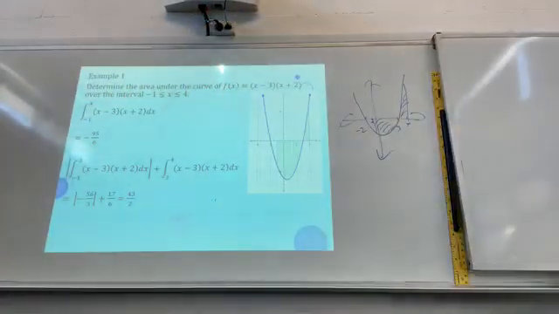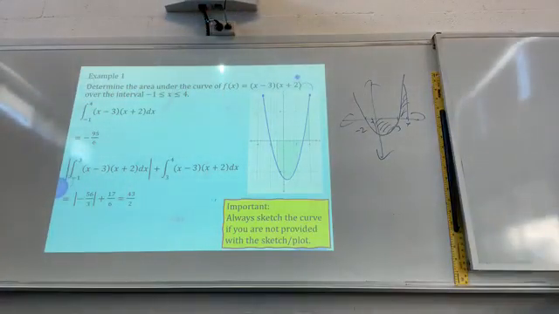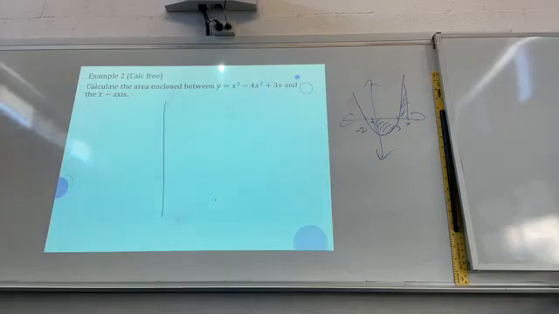Alright? So, the important thing, the lesson you have to learn from here, is always sketch the curve if you are not provided with the sketch before. Always do that. If it's negative, you just change it to positive. That is what I would advise. I'm pretty sure all the other teachers will do the same thing as well. Sketch the curve. Alright? That's one. Try number 2, please.